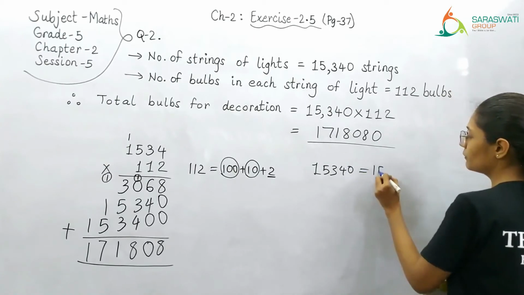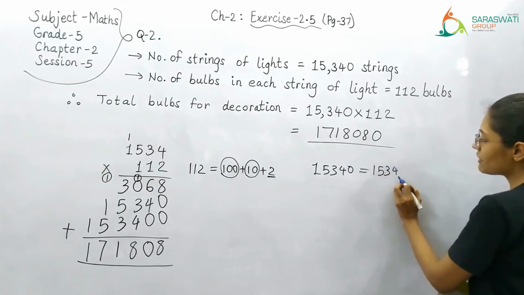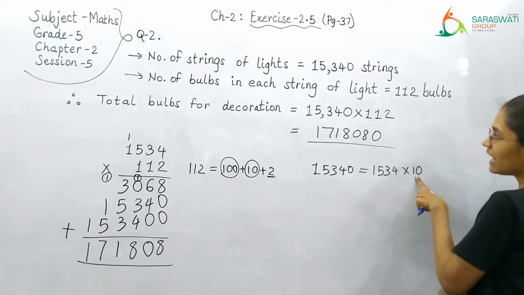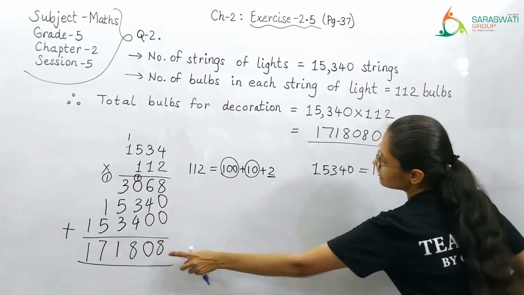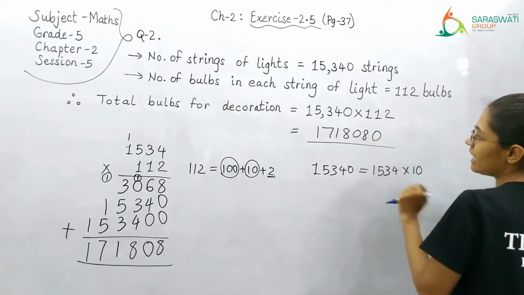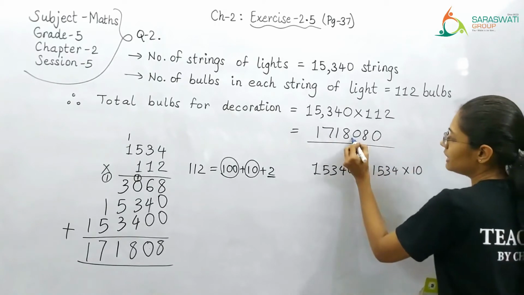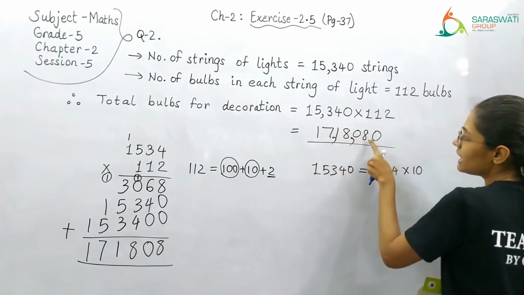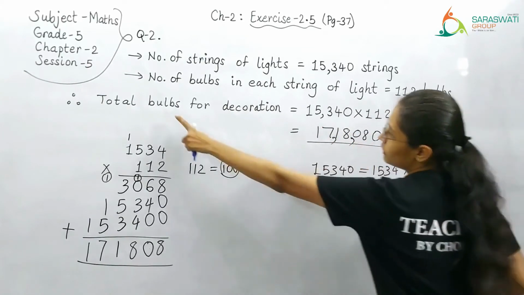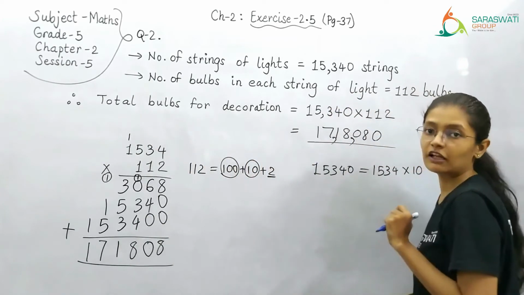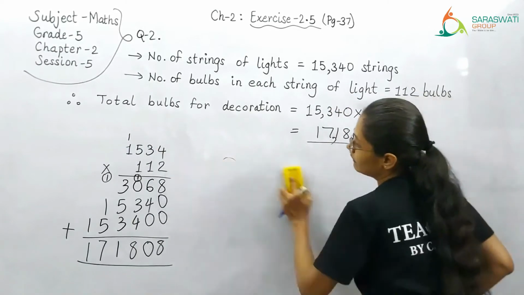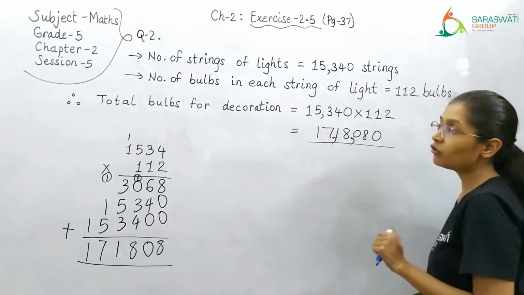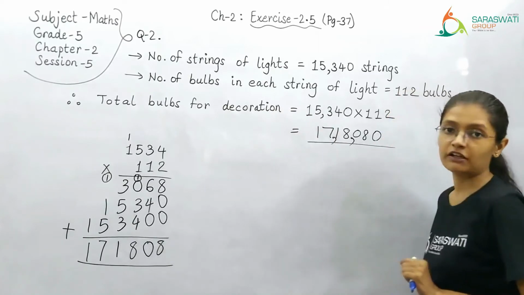15,340 is equal to 1,534 multiplied by 10. So 10 के साथ मल्टीप्लिकेशन बाकी था. That is why behind this digit हमने एक 0 add किया. This is the final answer. Putting the comma here and here. So 17,18,080. These many bulbs total are required for decoration, right? So students, in this manner we will solve question number 2 along with the statements and calculation, right?